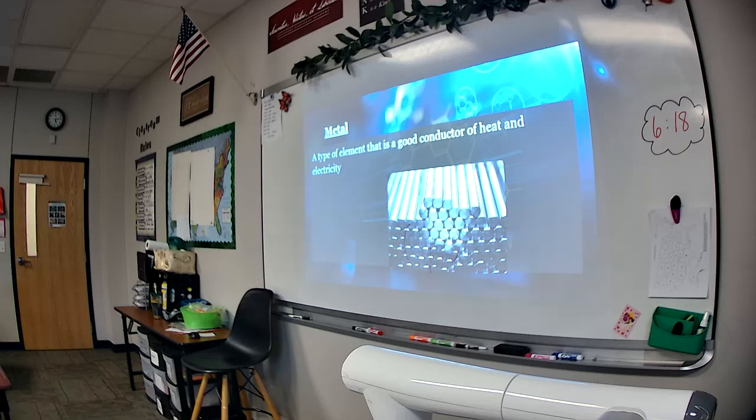Okay. Metal: a type of element that is a good conductor of heat and electricity. There are also other properties of metals, like they're usually shiny, and usually somewhat soft to cut, depending on the kind of metal it is. But the main giveaway is they're good conductors of heat and electricity.